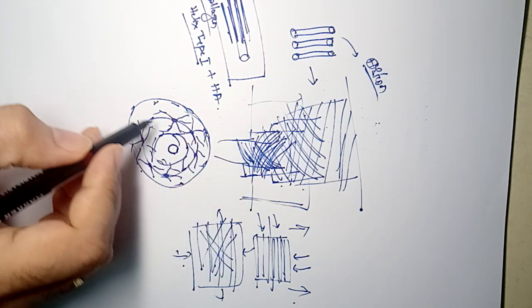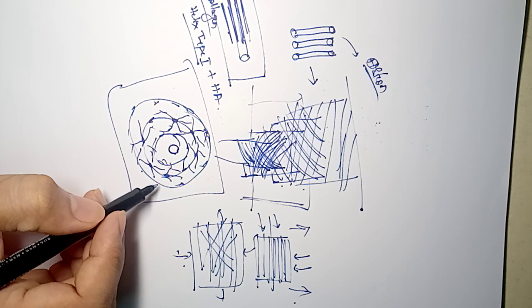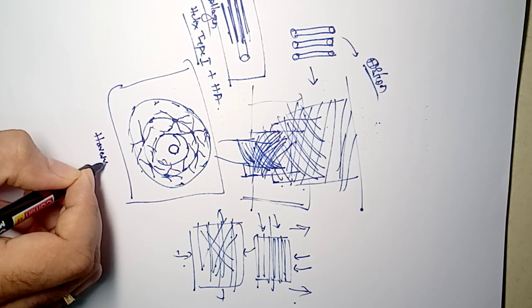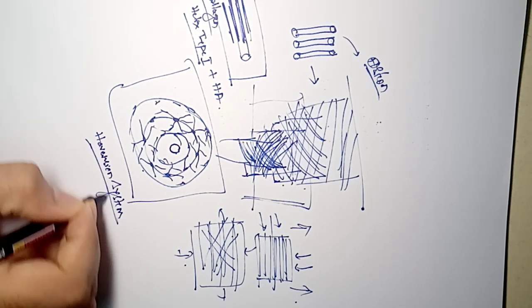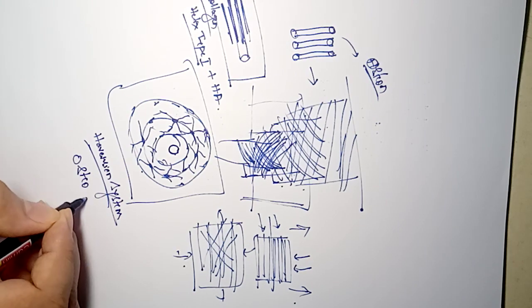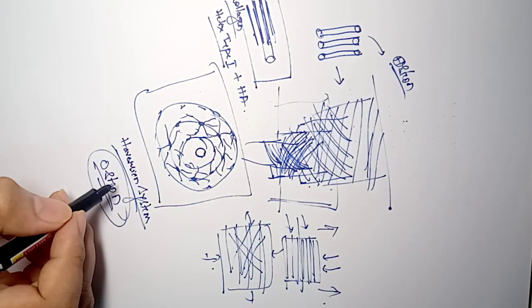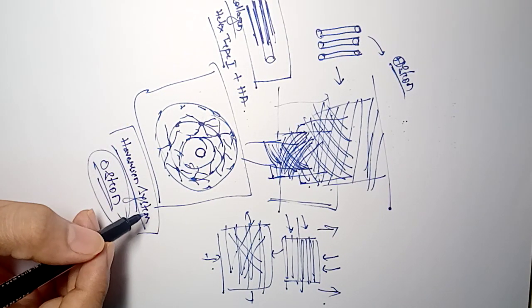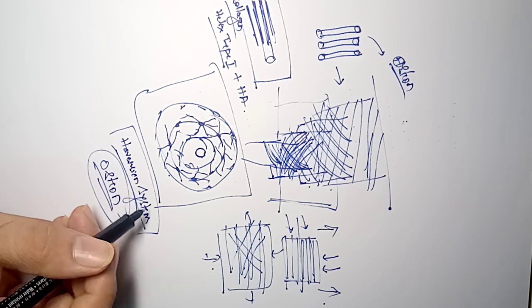Okay, so this primary functional unit is called the Haversian system. This is also called the osteon. Don't confuse it with osteoid. Osteon is a Haversian system, which is the primary functional unit of a compact bone.